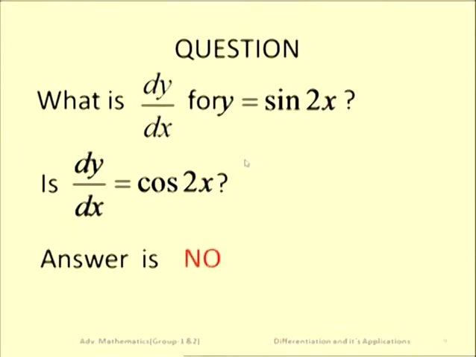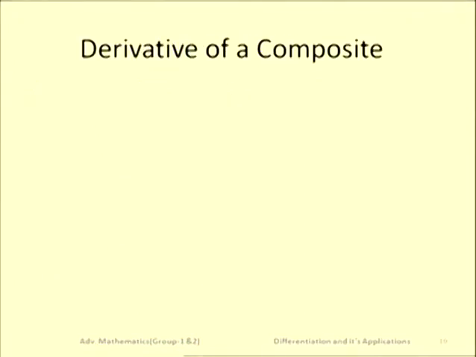Then the question arises, how to differentiate this type of function? So far, we have seen the derivatives of the standard functions and the functions obtained by their addition, subtraction, multiplication or division. But if we come across a situation where y is equal to sine 2x or a function like that, how to get its derivative? The answer is the derivative of a composite function. So how to differentiate a composite function?